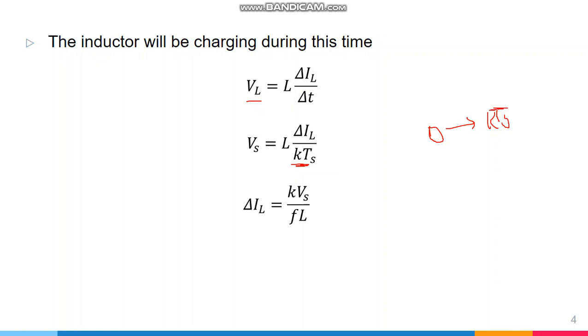TS is basically the total time period and K is the fraction of time for which the switch will be on, and the end result is delta IL is equal to KVS over FL.